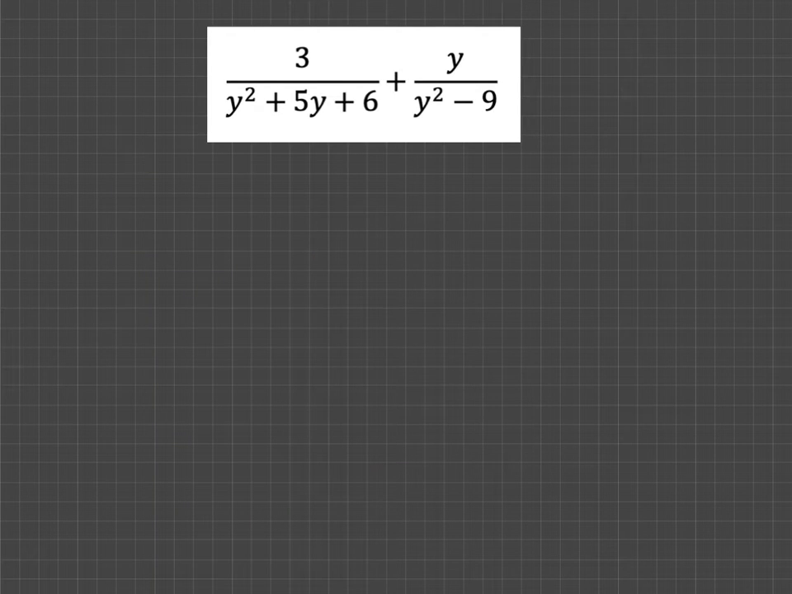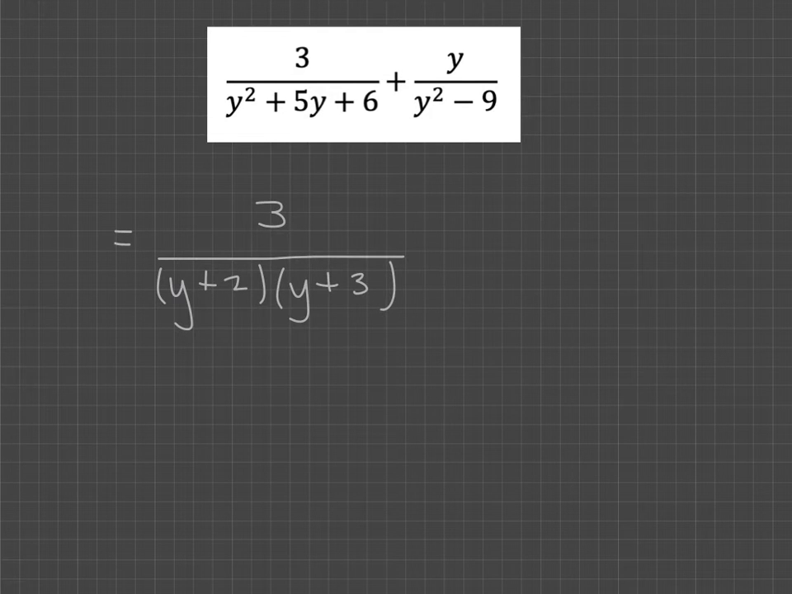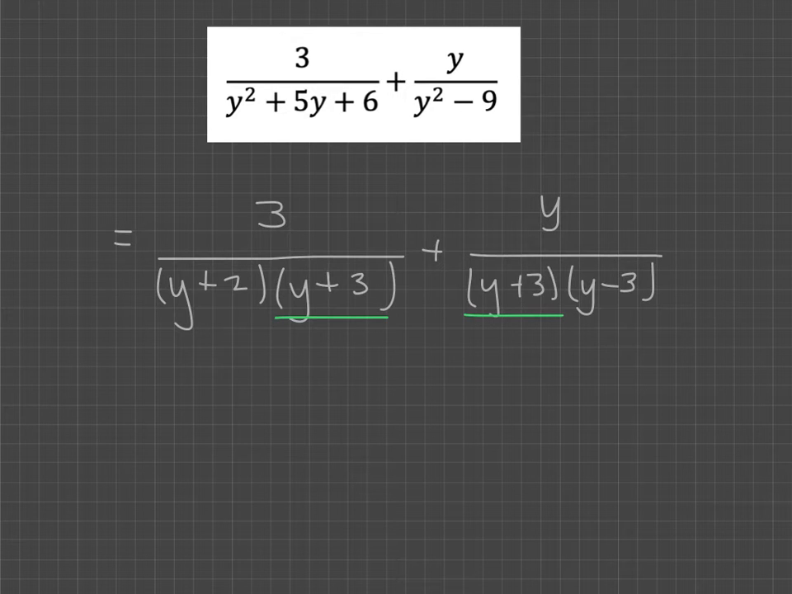This one also is going to require some factoring before we can determine what our common denominator is. So factoring that quadratic, it has a leading coefficient of 1, so we know we're going to put the y and the y in there, and the two numbers that multiply to 6 and add to 5 are 2 and 3, so y plus 2, y plus 3. And factoring y squared minus 9, let's notice that that's the difference of two squares, so y and then 9 is 3 squared. We want a plus and a minus. We have a shared factor of y plus 3, so those are already common.